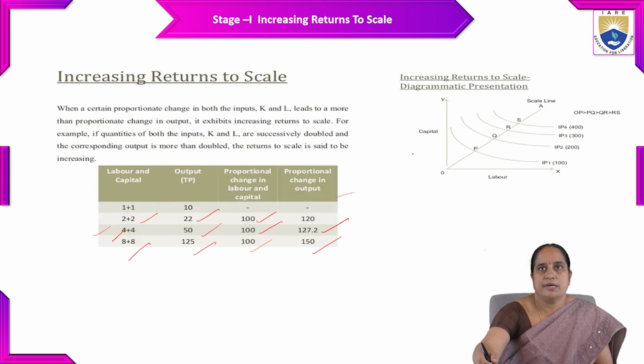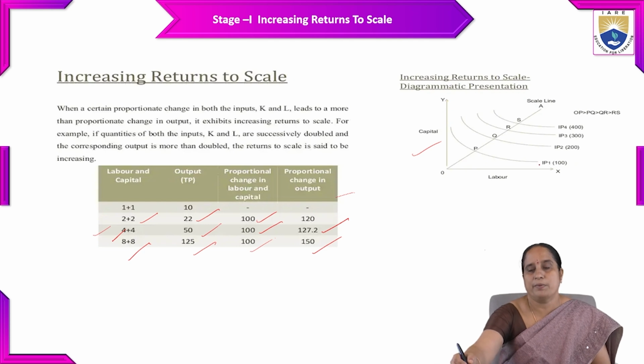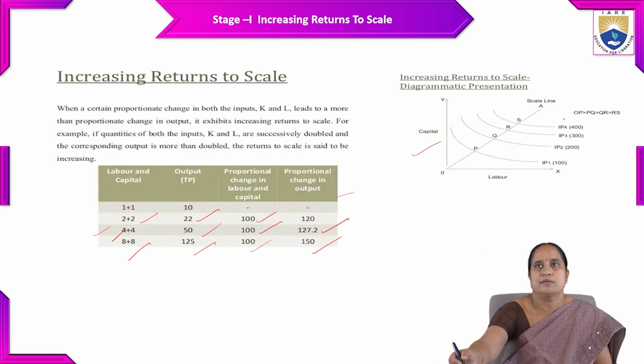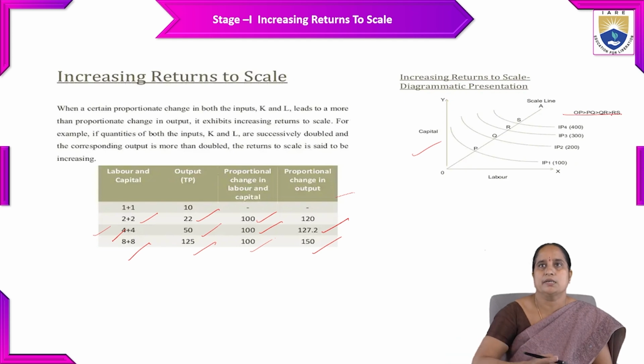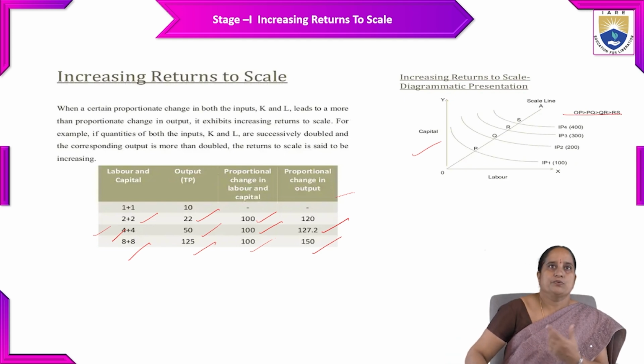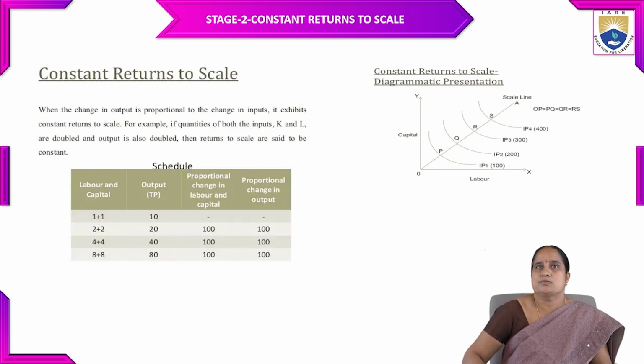If you see the same representation in this diagrammatical representation, it exhibits the same when you compare one level with the second one. OP is greater than PQ, PQ is greater than QR, QR is greater than RS. So this is known as increasing returns to scale.